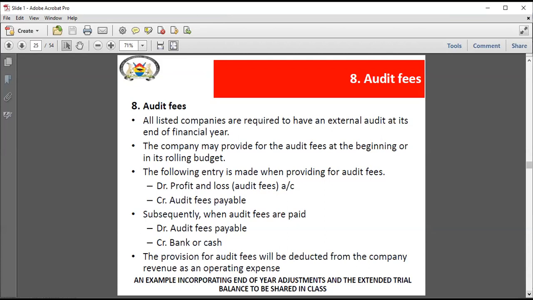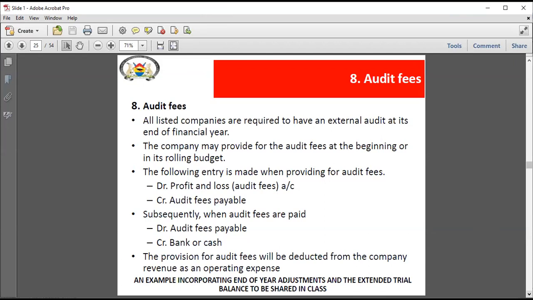The reason why we make a provision for audit fees is that these auditors, remember, are going to audit our financials, and at the end of the year, they have not yet completed the audit. So we have to go ahead and make a provision by debiting our P&L and including the audit fees, and then we shall credit our audit fees payable.